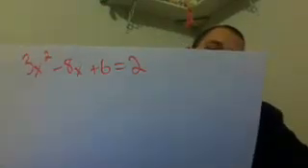3x squared minus 8x plus 6 equals 2. All right. I'll give you a second to deal with quadratic formula on that one, and then we'll take a look at the discriminant really quickly, and then that'll be that.